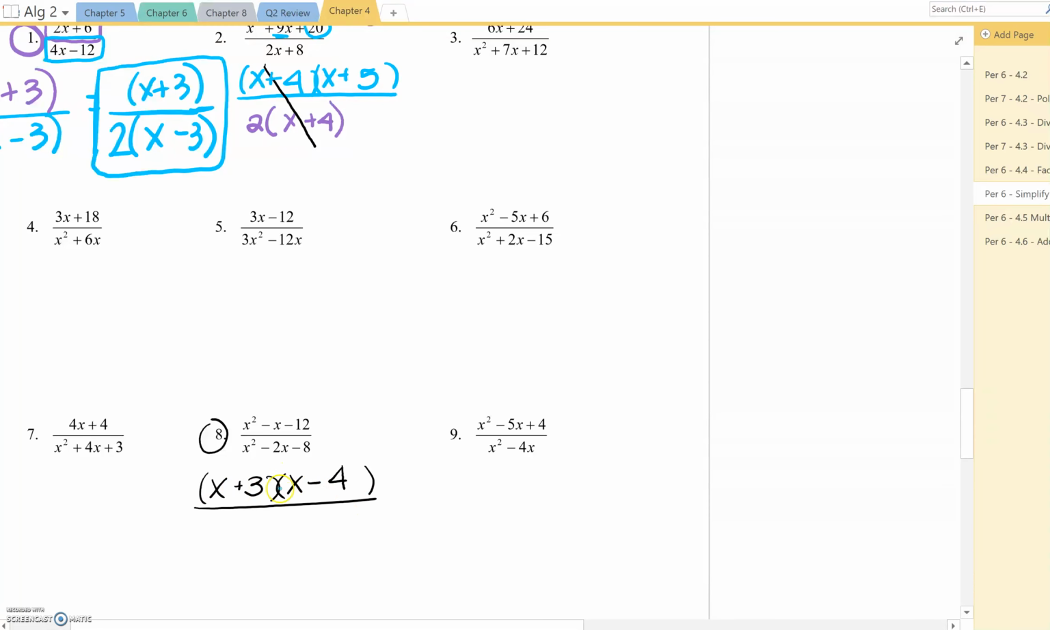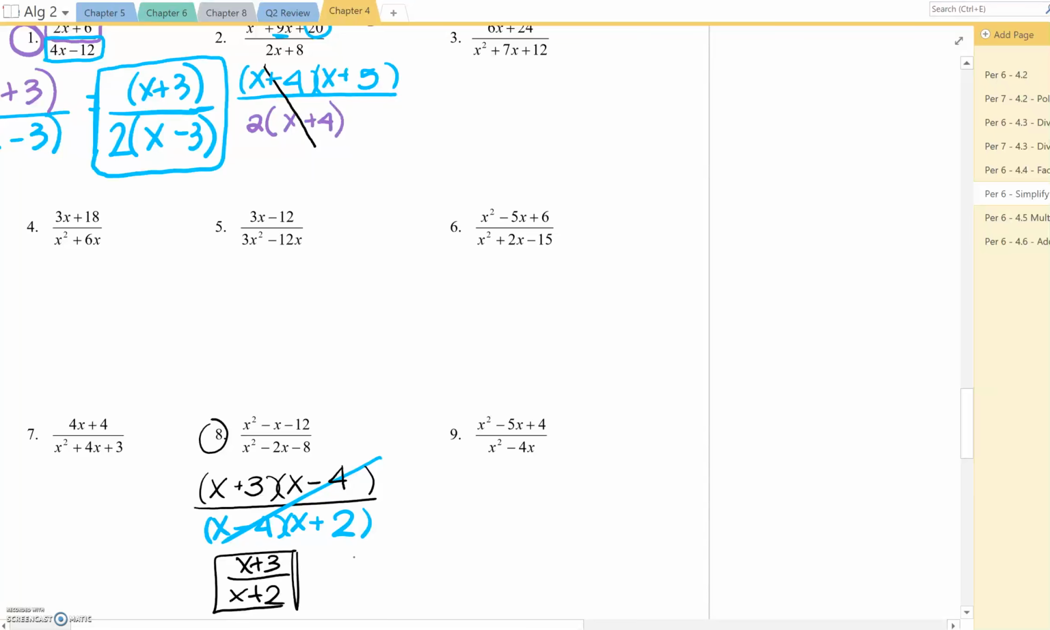In the denominator, I would take this. The factors of 8 that are 2 away from each other are 4 and 2. The 4 has to be negative, the x has to be positive. Hey look, x minus 4, this becomes 1. So you're left with x plus 3 over x plus 2.